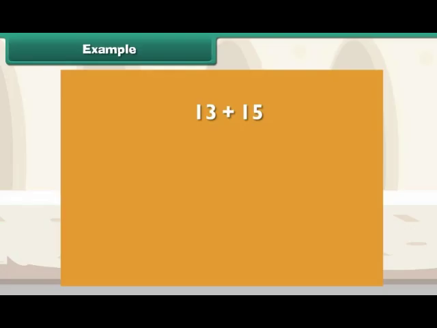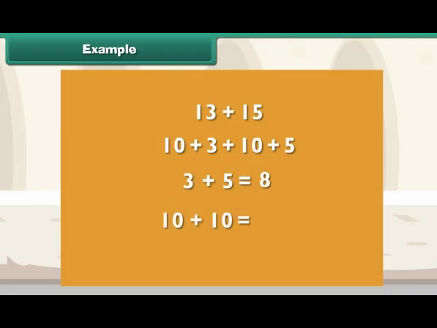Write 13 plus 15 as 10 plus 3 plus 10 plus 5. 3 plus 5 is equal to 8. 10 plus 10 is equal to 20. 20 plus 8 is equal to 28. 28 is the answer.